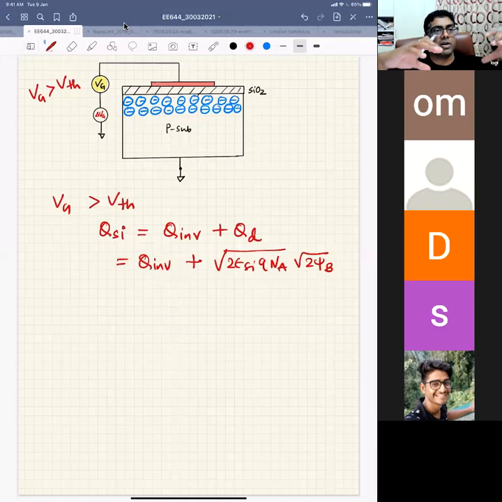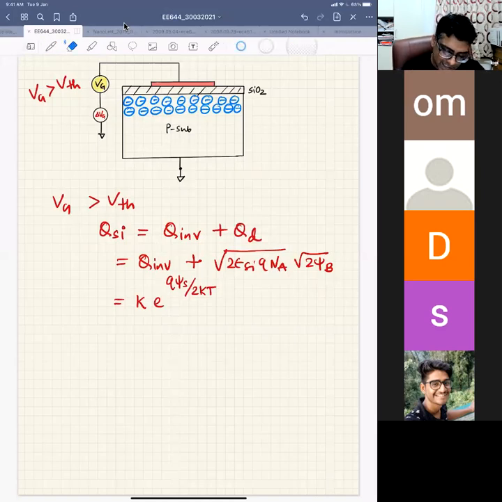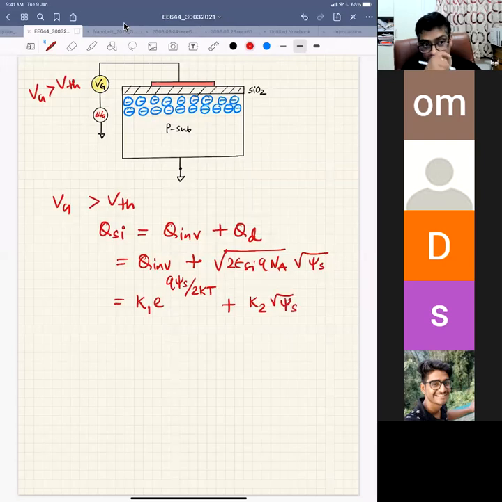right? Because we discussed your surface potential will be fixed at 2 psi b, right? There will be very little change, right? And this will also be some constant times e to the power q psi s by 2 kT, right? Okay. Let's not put 2 psi b here. Let's say this is psi s, and I could have some constant here, k1, k2 root over psi s, right?